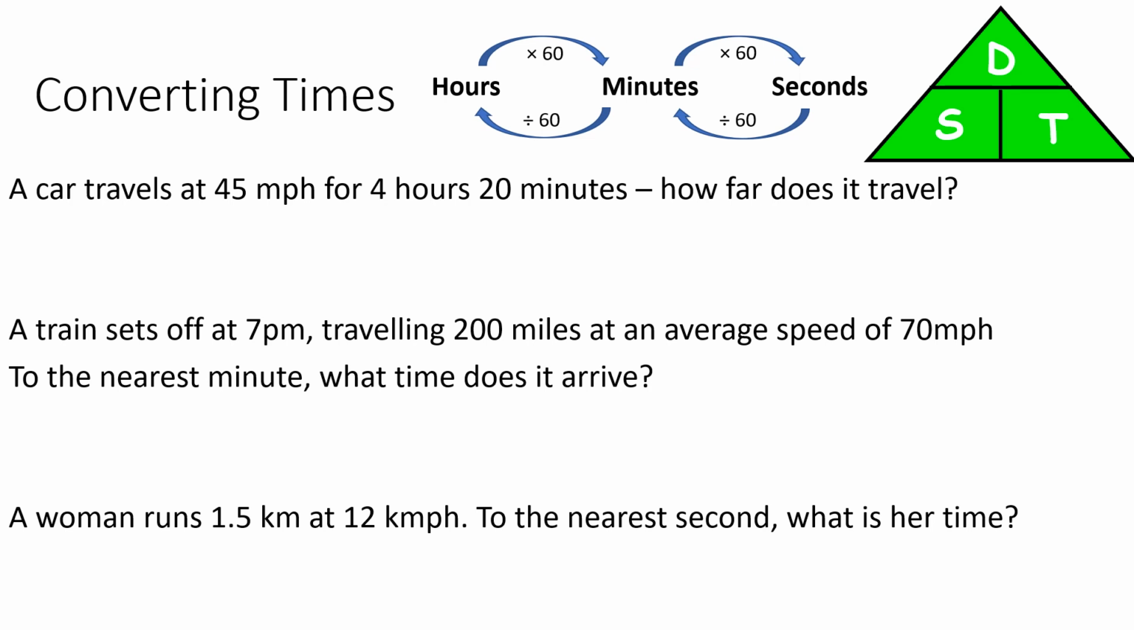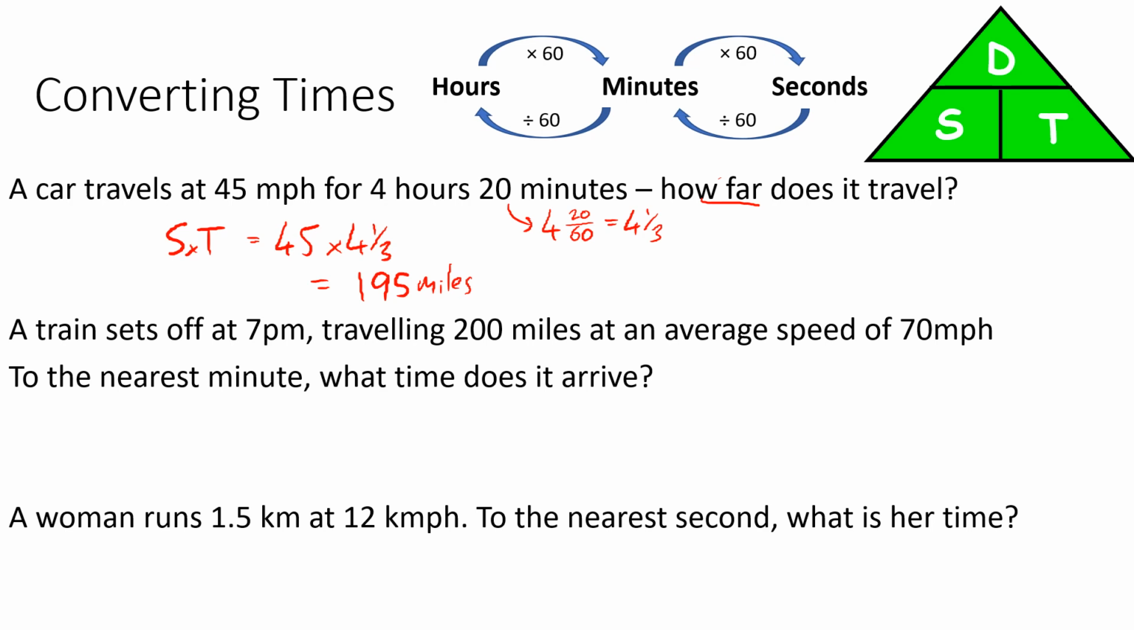So for this first question, we want to find a distance. We want to find how far this car travels. Distance is speed times time. Speed is 45, that's fair enough. Time, 4 hours 20. So that's going to be 4 hours and 20 over 60 as the fraction that's left over, which simplifies to 4 1/3. So we're going to multiply this by 4 1/3, which gives us a total of 195 miles that it's covered.